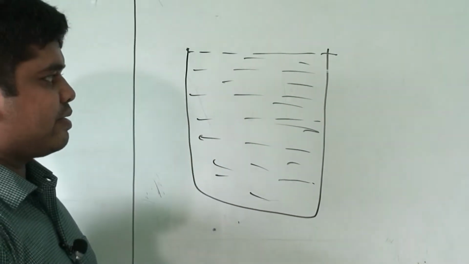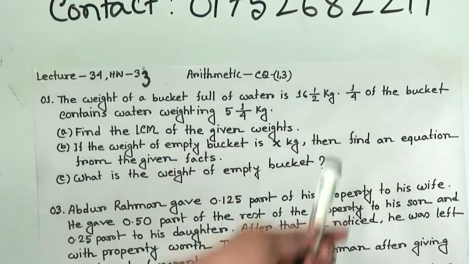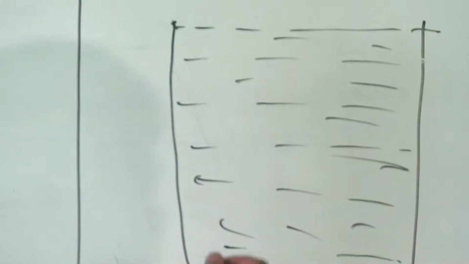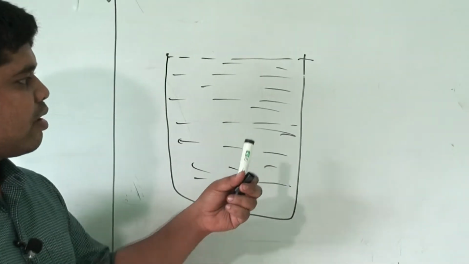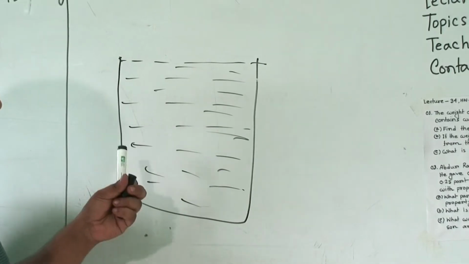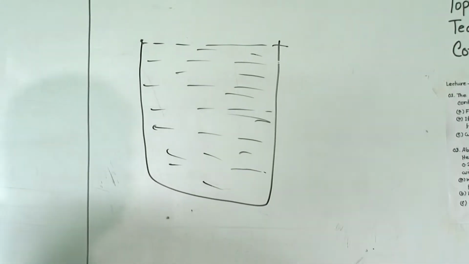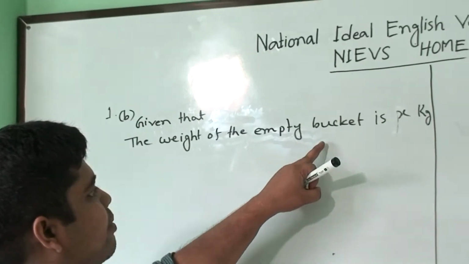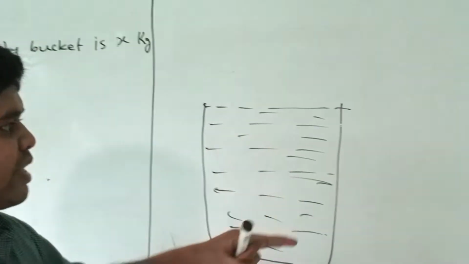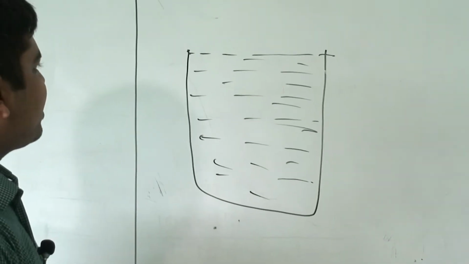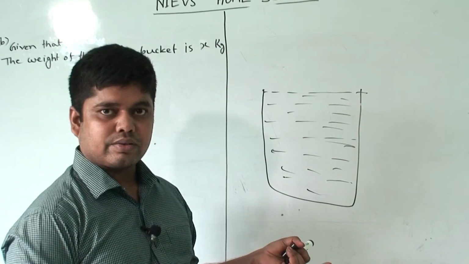Dear students, notice weight of a bucket full of water is 16 into half kg. That means here the weight of water and the weight of the empty bucket together is 16 into half kg. That means total weight of bucket and water is 16 into 1 by 2 kg. But here notice the weight of the empty bucket is x kg. If I subtract this x kg from that 16 into 1 by 2, then we get the weight of only the water. I hope you have understood.